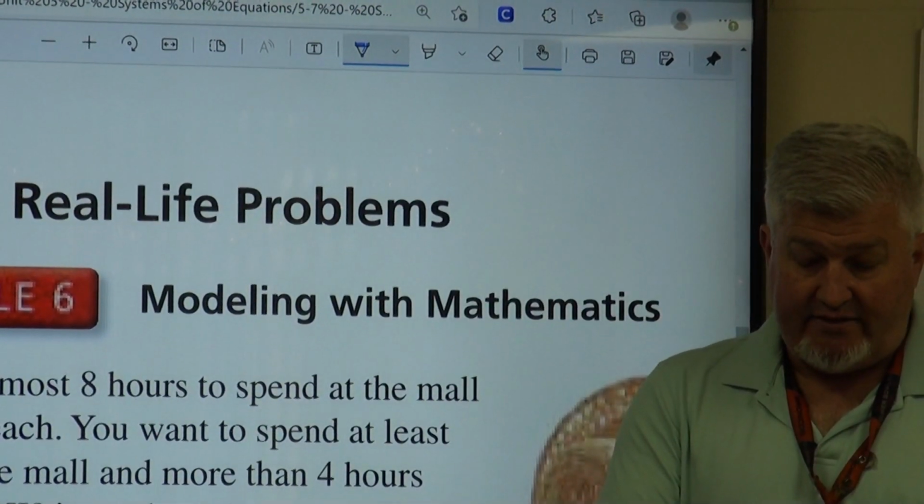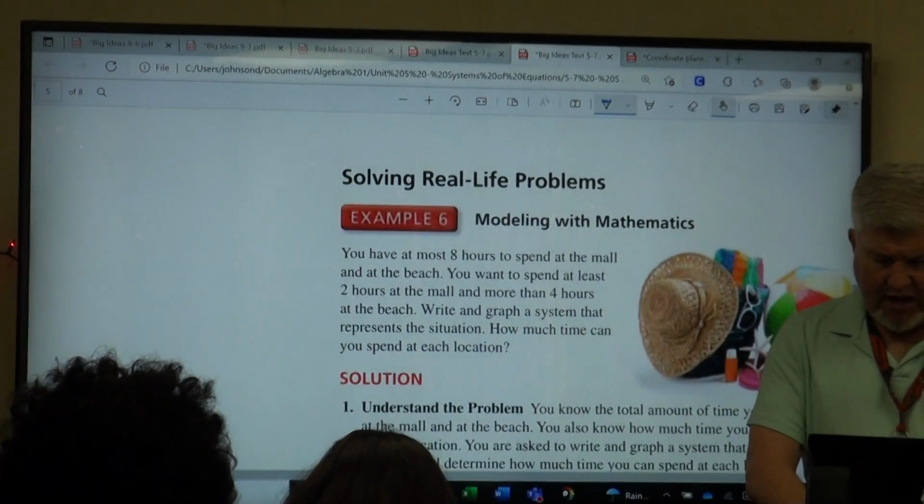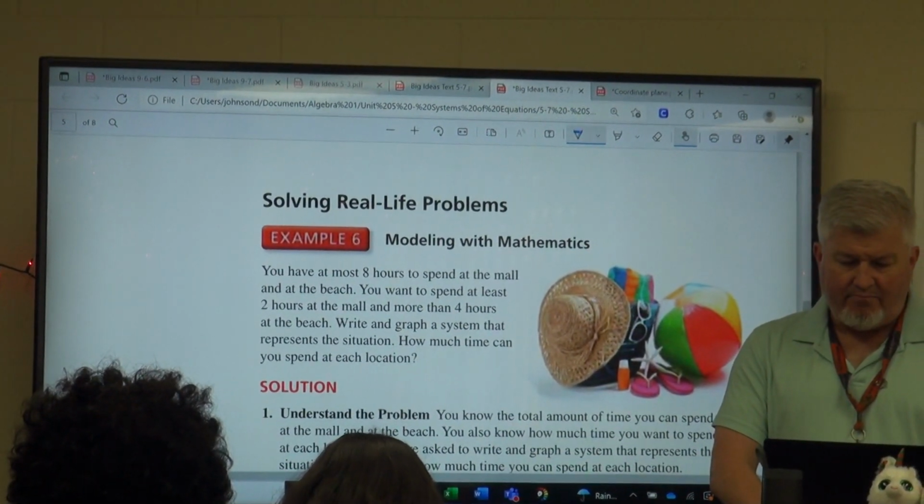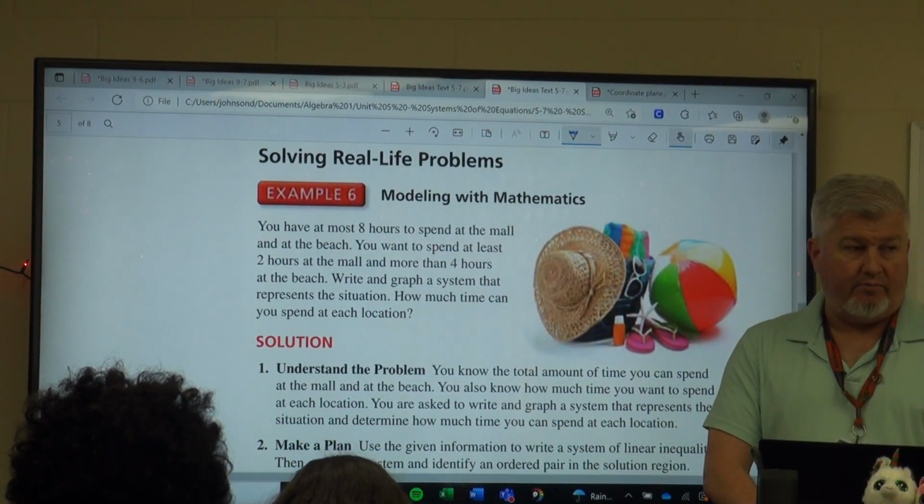All right, last thing, solving real life problems, modeling with mathematics. You have at most 8 hours to spend at the mall. Oh, and at the beach.